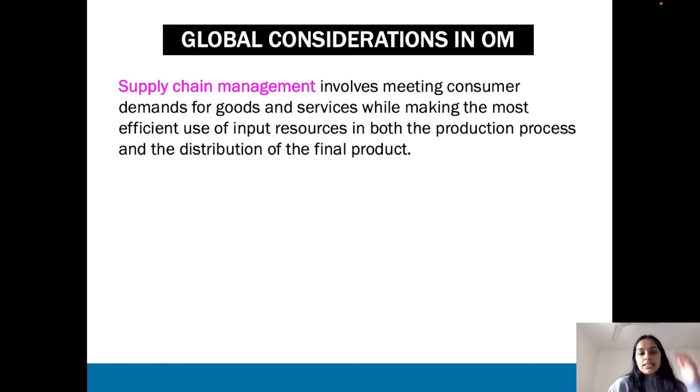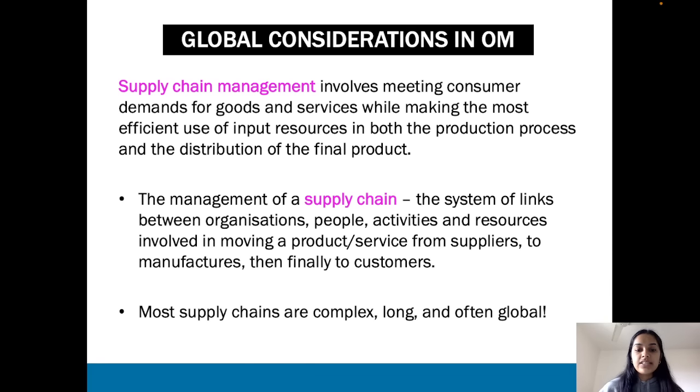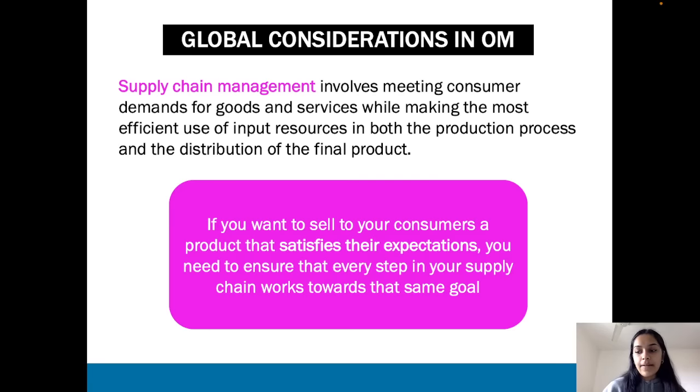And then we have supply chain management. This really involves meeting customer demands for goods and services while making the most efficient use of input resources in both the production process and the distribution of the final product. The management of a supply chain is definitely very complex, but it's just the link between organizations, people, activities, and resources involved in moving a product or service from suppliers to manufacturers, then finally to customers. So it's literally the link of how we get from point A to point B. And most supply chains tend to be quite long, complicated, and often very global.